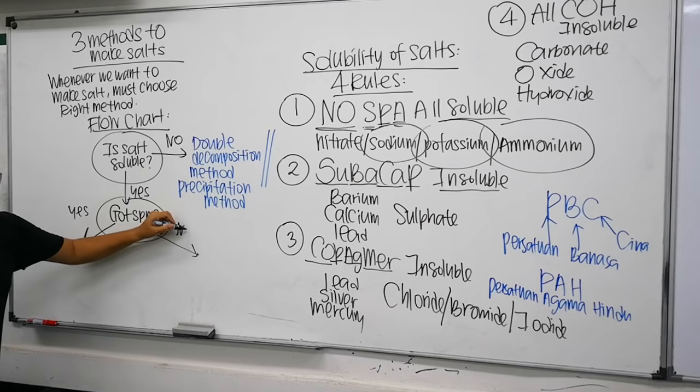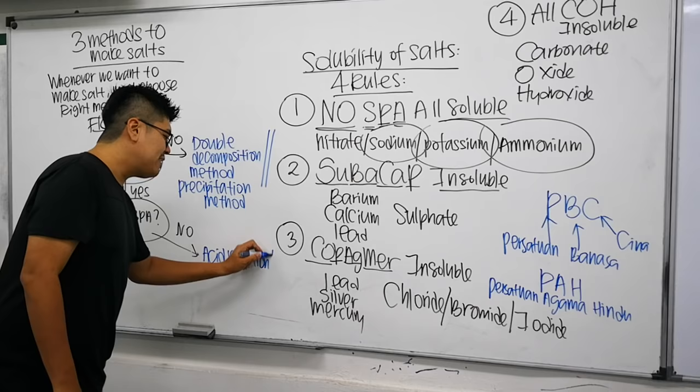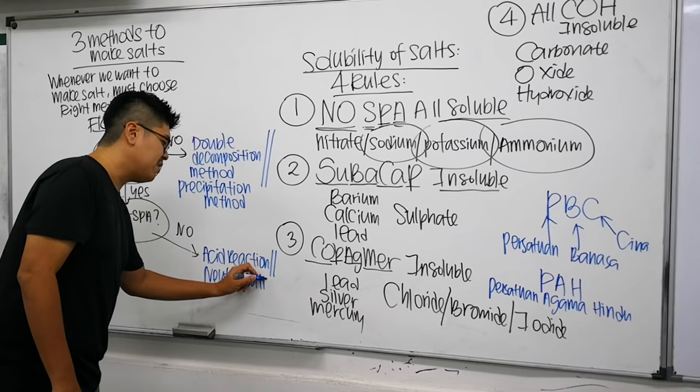If the salt you have spar, the method you use is called titration method. If the salt does not have spar, you call it an acid reaction method that you learned before. Acid reaction is also called neutralization. That's it. So there are a total of three different methods that you can use.